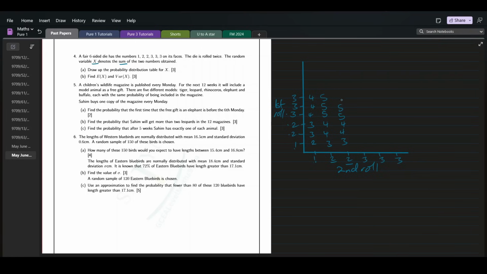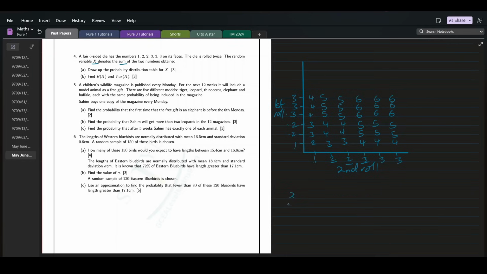The next 2 row is exactly the same: 3, 4, 4, and then 5, 5, 5. Now on to 3. 3 plus 1 is 4, plus 2 is 5, 5, 3 plus 3 is 6, 6, 6. And that's the same again: 4, 5, 5, 6, 6, 6, 4, 5, 5, 6, 6, 6. Okay, and now we can draw our probability distribution table.